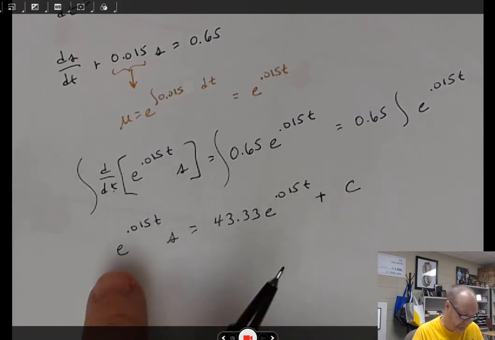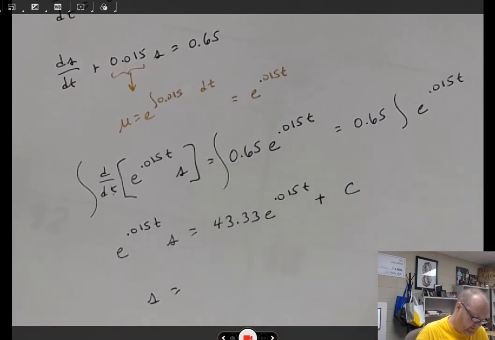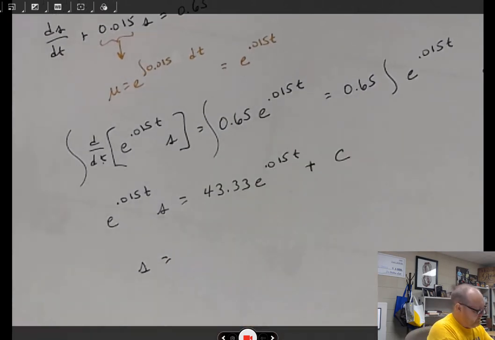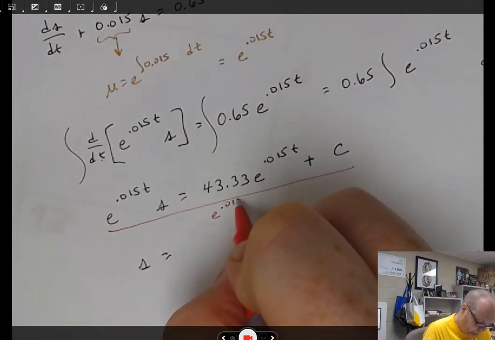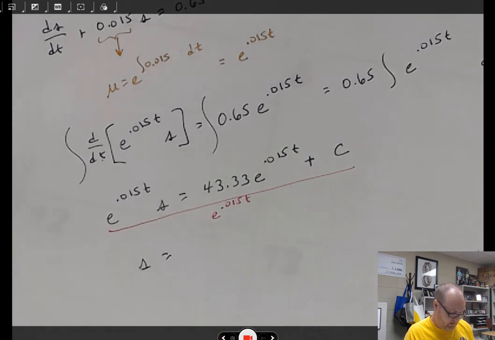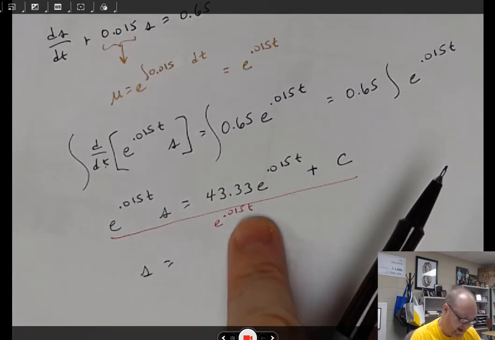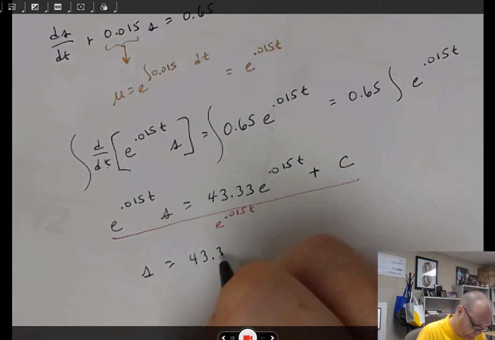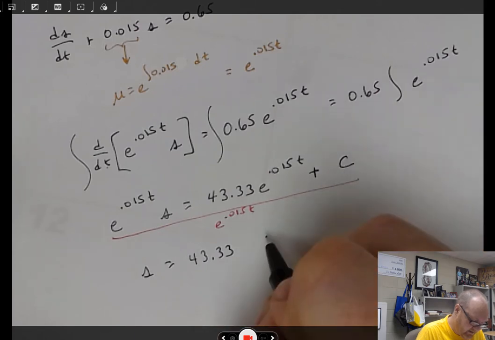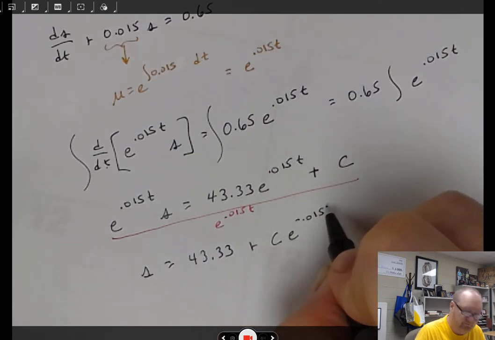All right, so if I divide this to both sides, it cancels out on the left. On the right, this first term cancels out. And on the end, I'm just going to slide it back up into the numerator.